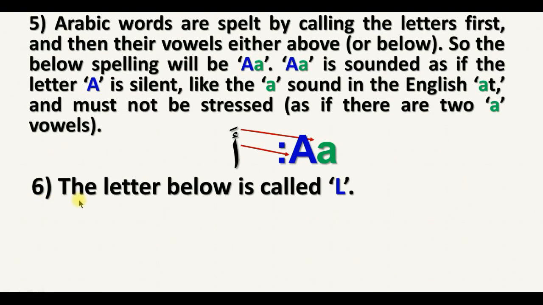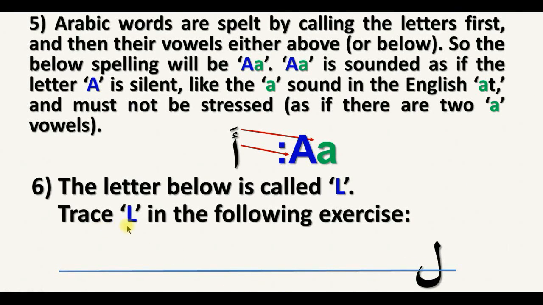For number 6, the letter below is called L. Here we have the letter L, and you will notice that part of the L goes below the line. Trace L in the following exercise. Here you have several examples of the letter L. You are to trace them. You start from here at the top, and then you go down, then you go across, and then you go up a little.